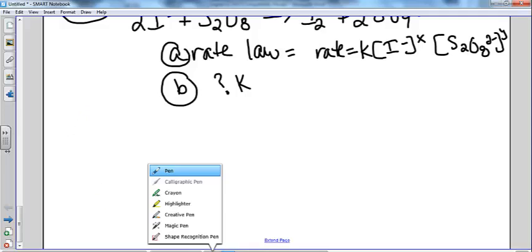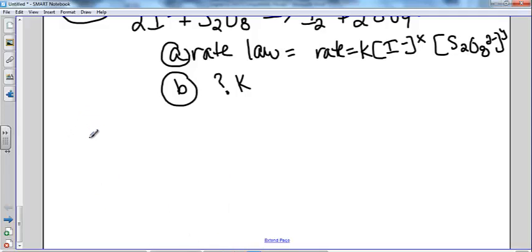Well, for the first one, let's do a green pen. For the first one, for my iodide ion, what I'm looking for is two experiments where iodide changes, but the other one stays the same. So I'm going to go ahead and pick experiment number 1 and experiment number 2. And again, it doesn't necessarily matter which one you put on top. It depends if you want whole numbers or not. I'll put number 1 on the top.